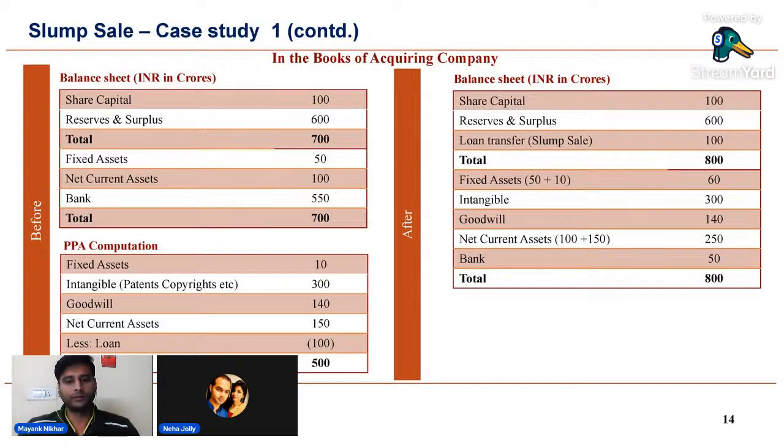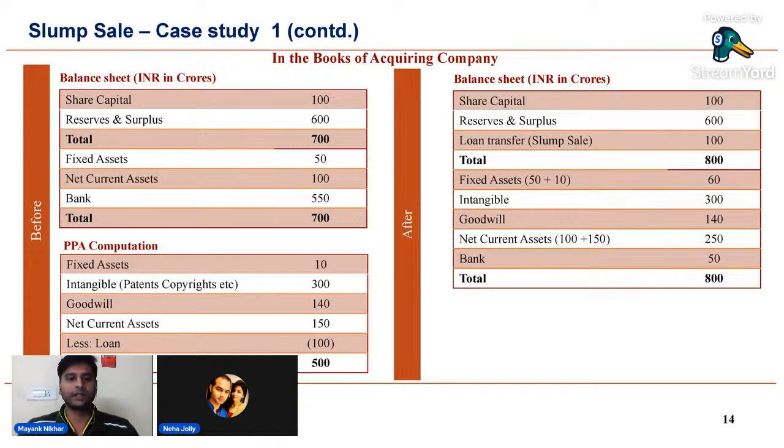So in 500, you paid for fixed assets of 10 crores. You paid for intangible assets, patents and copyrights, for 300 crores. You paid for non-current assets 150 crores, and you have taken over a liability of 100 crores. So the remaining that you paid, 140 extra, because you cannot attribute a value, an intangible asset to it. So this extra shall be goodwill.